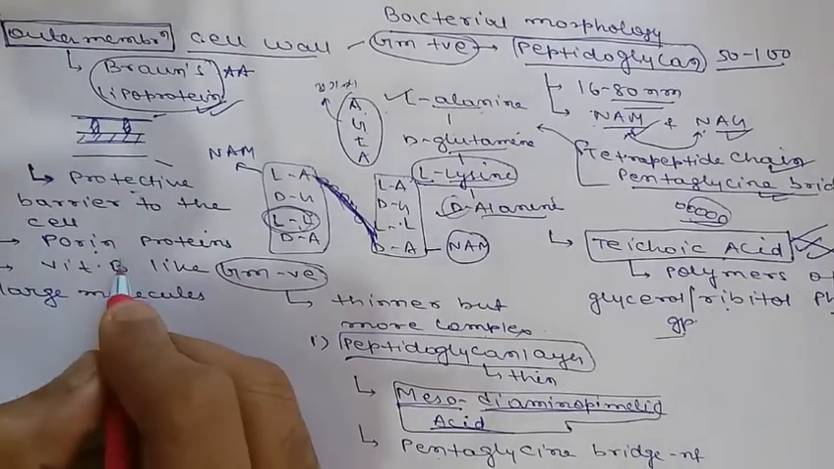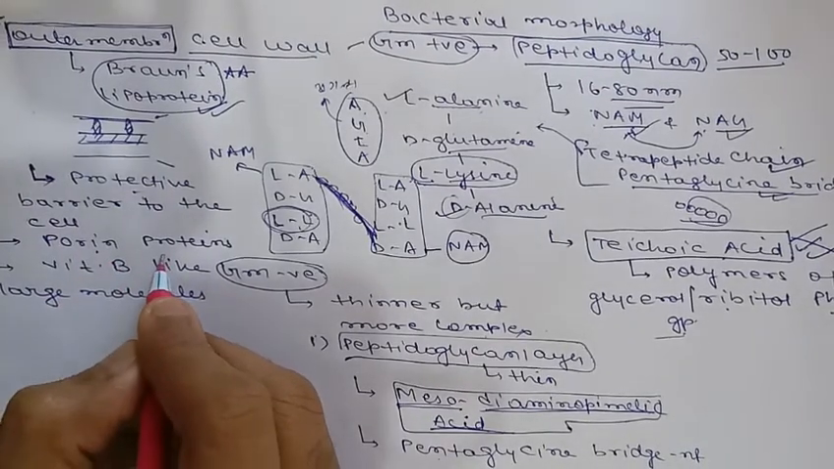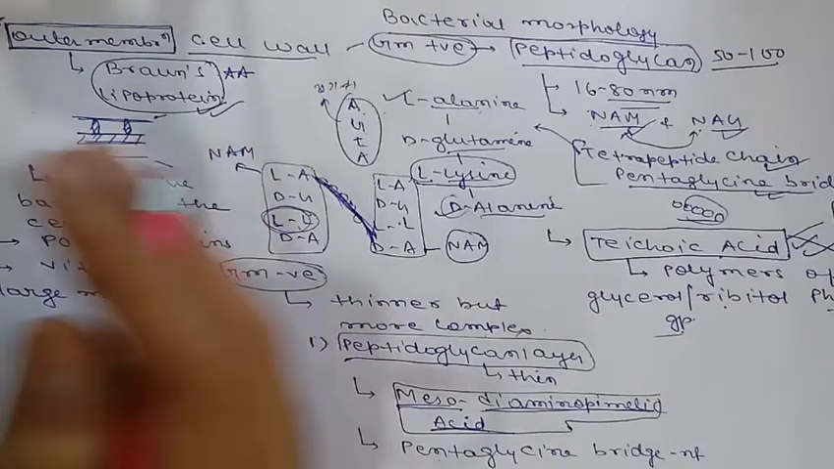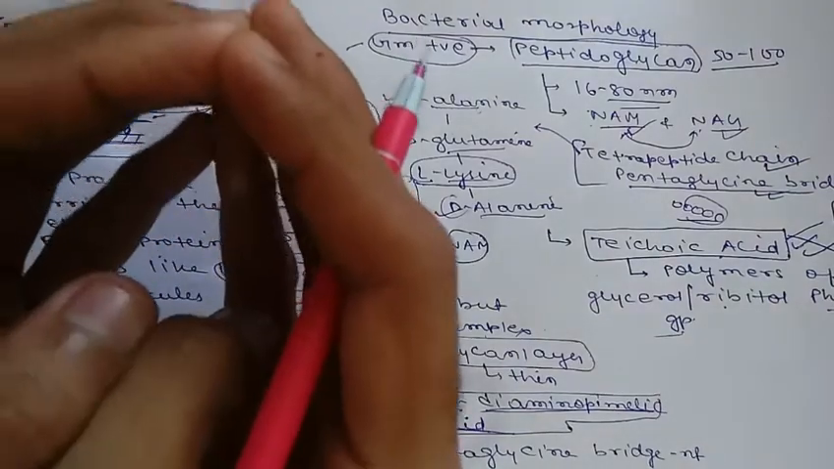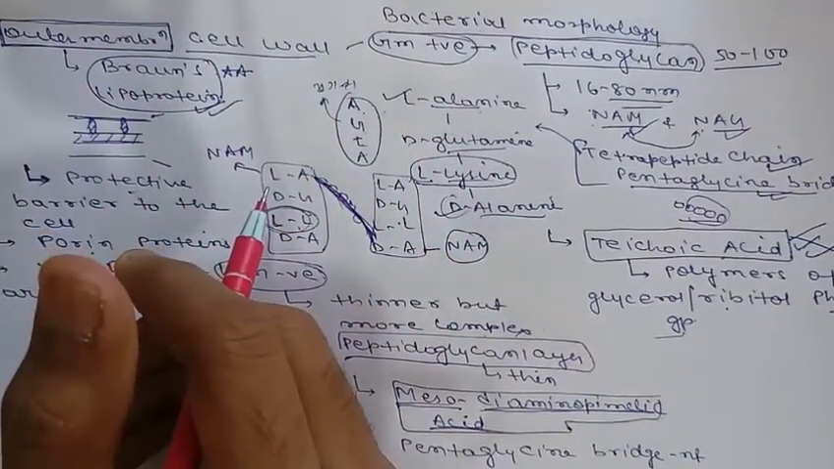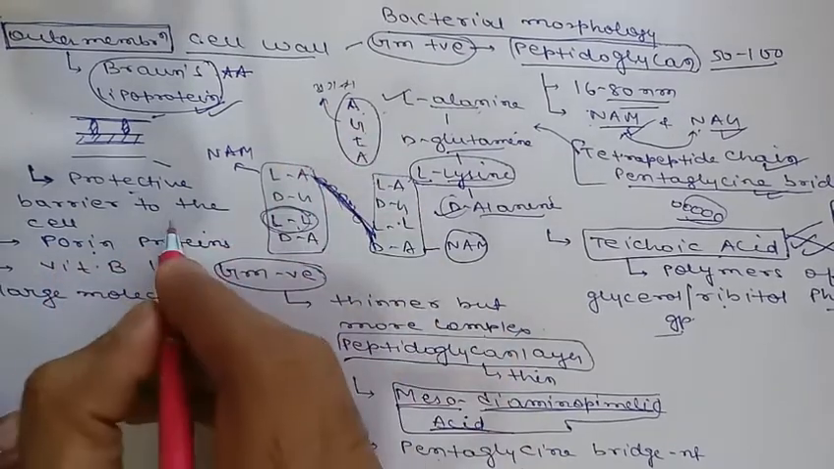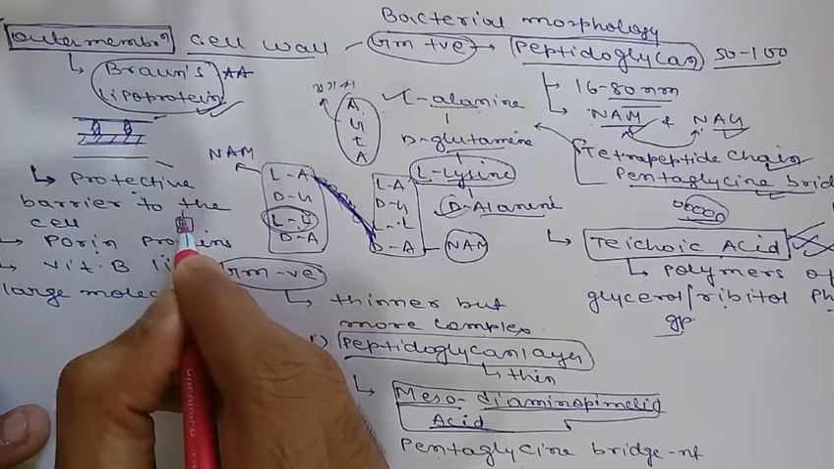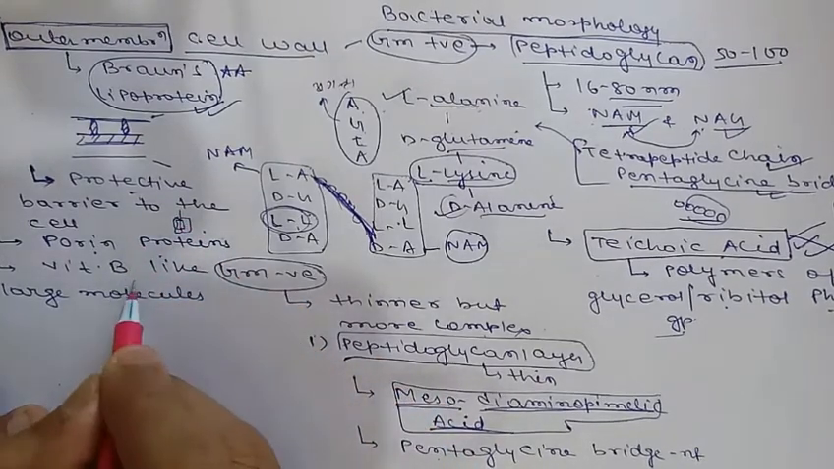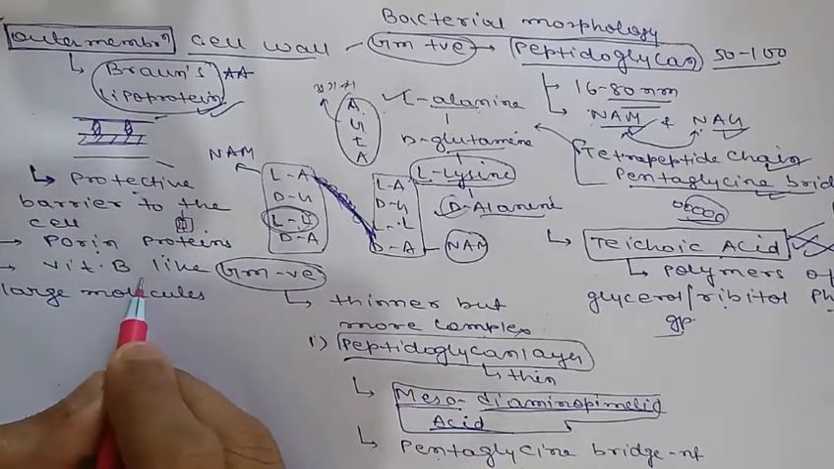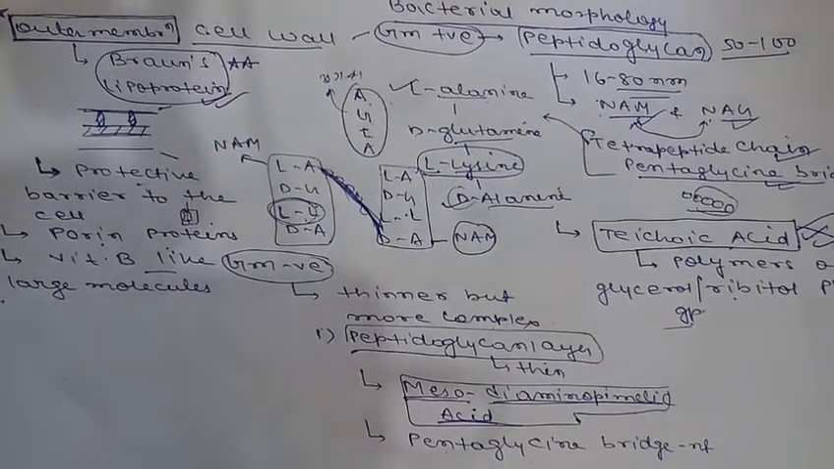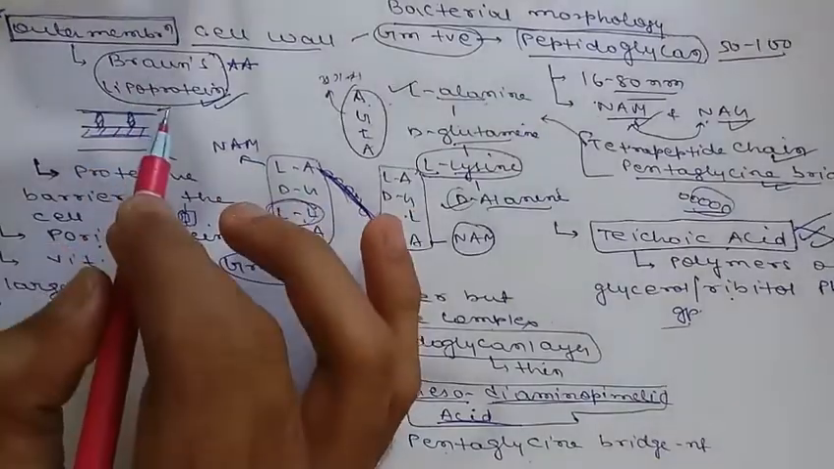The next point is porin proteins. They are specialized proteins present in the outer membrane, and three porin molecules cluster together and span the outer membrane to form a narrow channel through which molecules smaller than 600 to 700 daltons can pass. Like this, three units come together and form a narrow channel through which molecules pass. Large molecules like vitamin B12 must be transported across the outer membrane by a specific carrier. Clear? So these are the functions of the outer membrane.